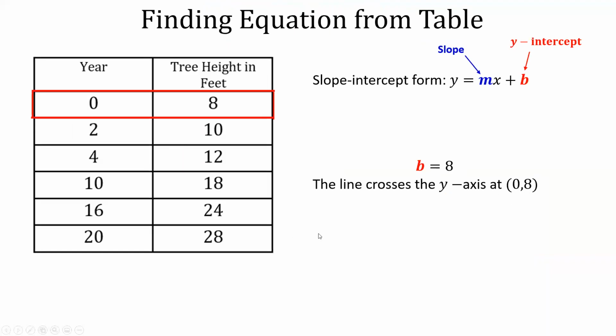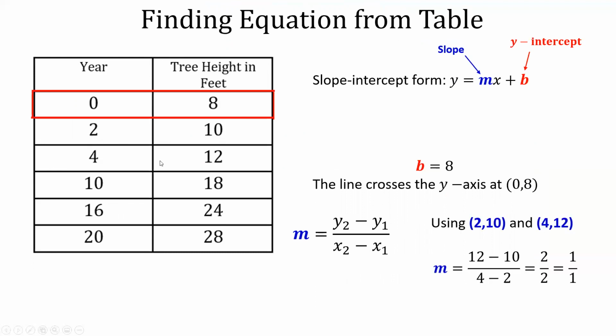To find the slope, we have to use our formula. Hopefully you remember it. If you don't, it's y2 minus y1 over x2 minus x1. And you can pick any two columns in the table. I'm going to choose the columns 2, 10 and 4, 12. So this is my x1, y1. This is my x2, y2. When I plug them into my formula, I get 12 take away 10 all over 4 take away 2.